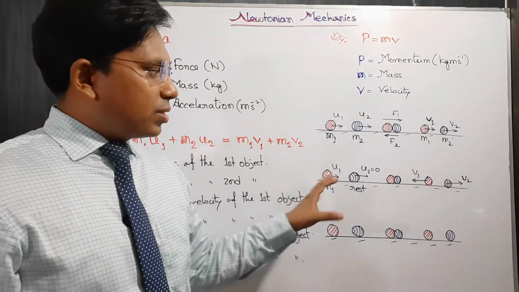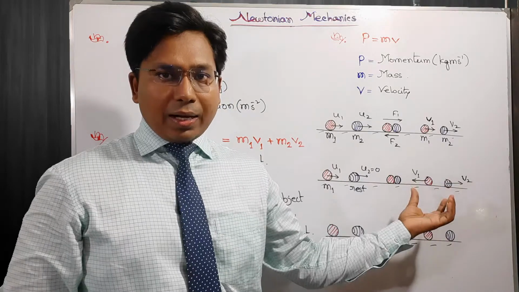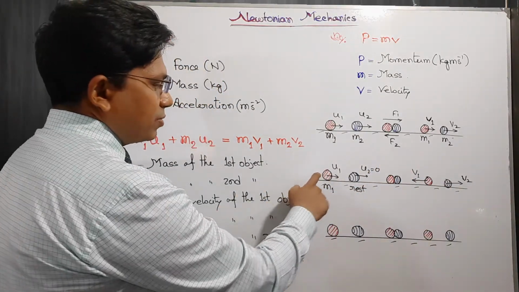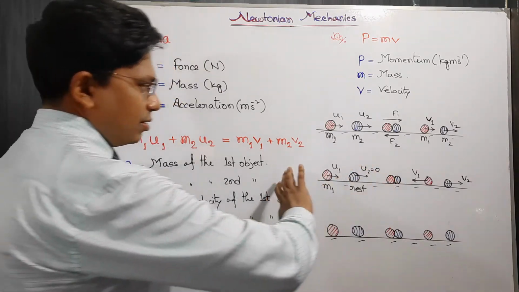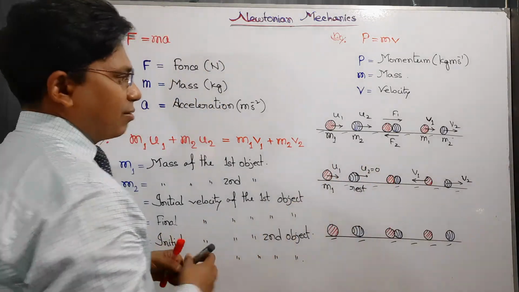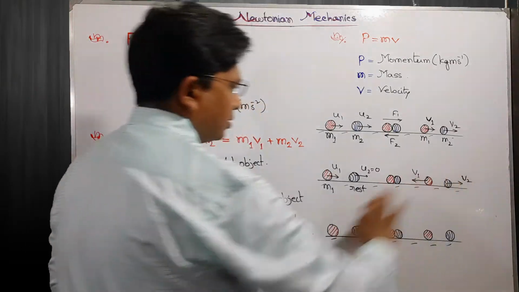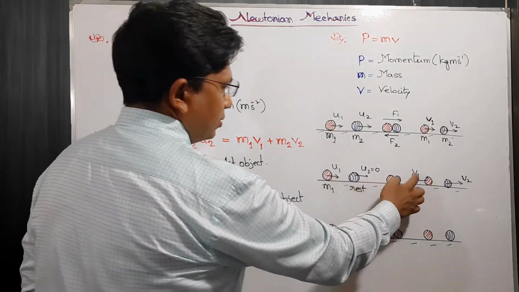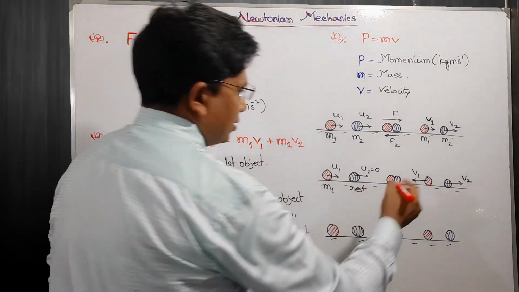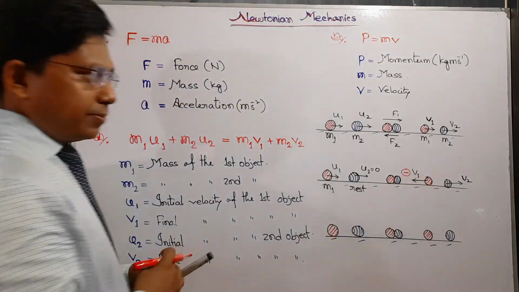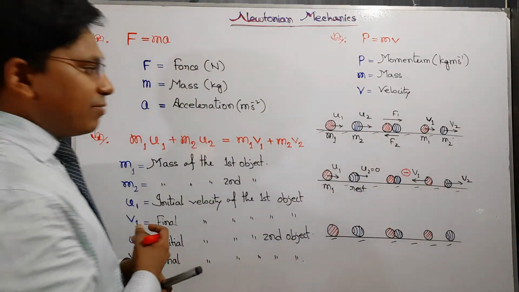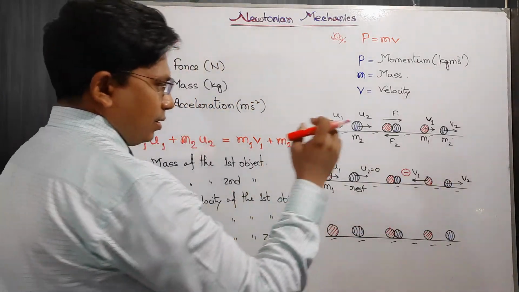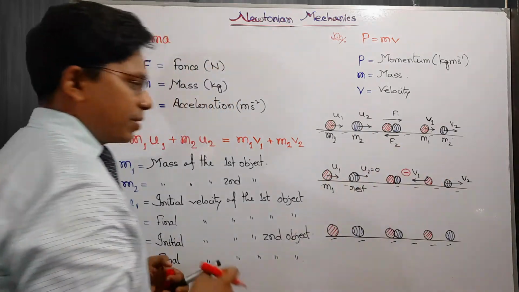You can choose any one velocity as positive or negative, but if you observe the before collision condition, the first object's direction is towards the right side, so the right side velocity we consider positive, and against this, the other direction is negative. So we can consider the velocity of v1 as negative. If the velocity given is, let us say, 5 meter per second, you write minus 5 meter per second.